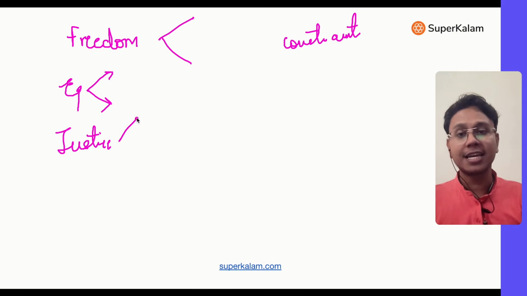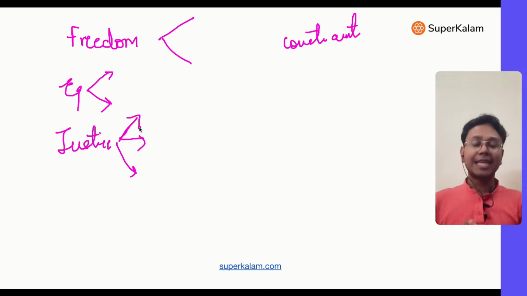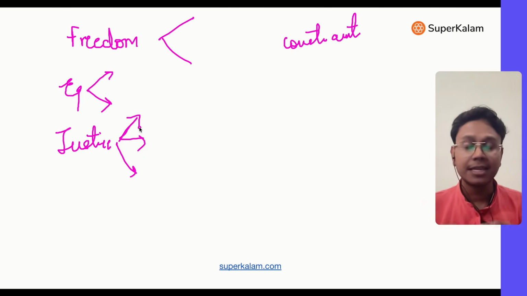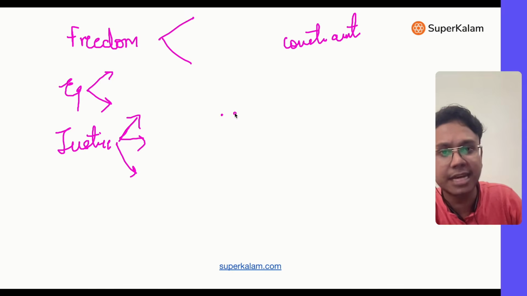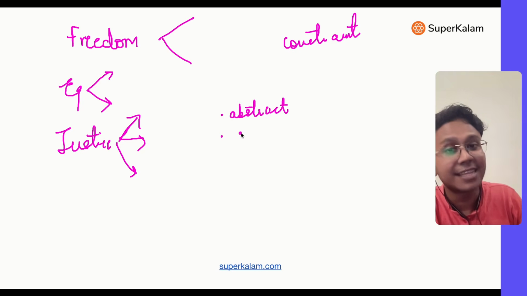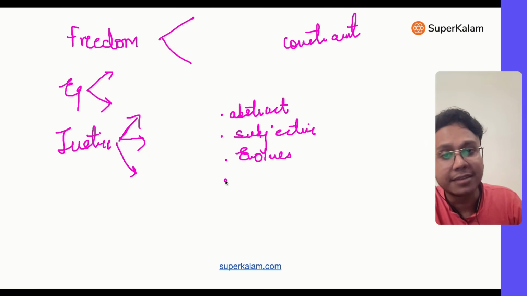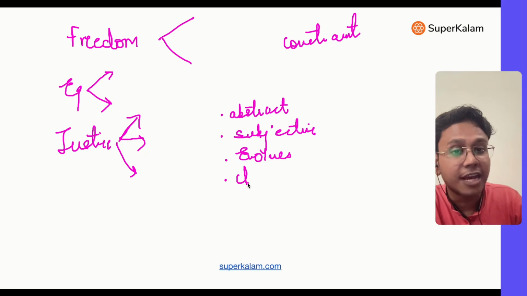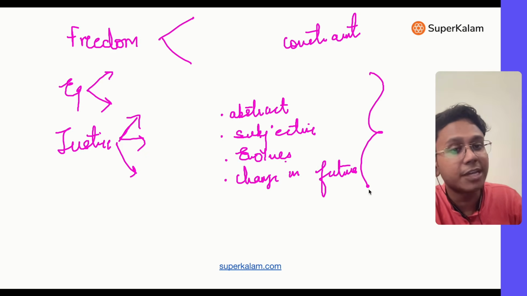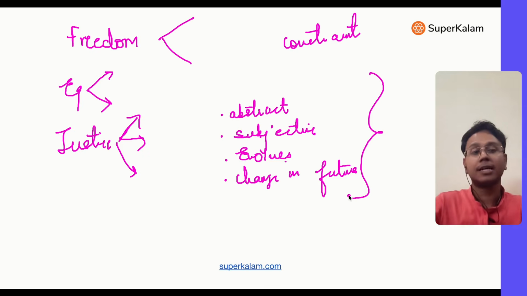Same goes with justice. There are a lot of principles of justice which we discussed. That basically tells us that these concepts are abstract. That is, their meaning is not final. They are subjective. They are evolving. Even our Supreme Court has evolved their meanings with time, and their meaning will also change as per the need of the hour in future also. So that's why you should be very open-minded while understanding them.